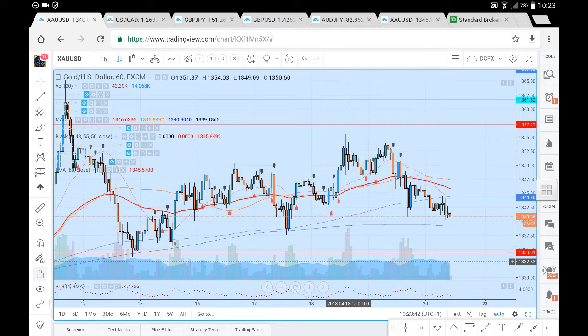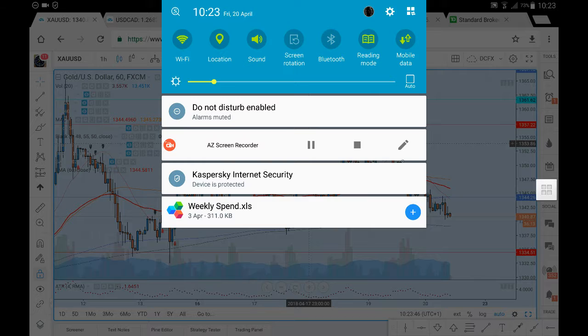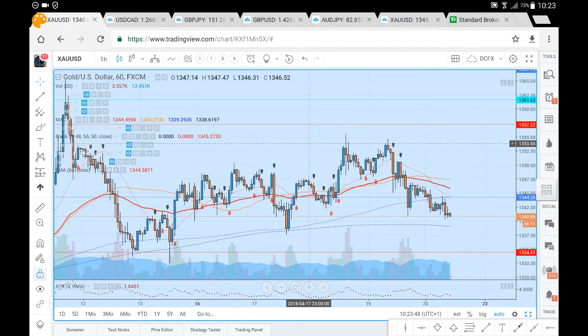So this is the XAUUSD analysis for Friday the 20th of April. Now let's just have a look at prices and where prices may likely go. So previously we held support after testing the 200 and 400 period average confluence.